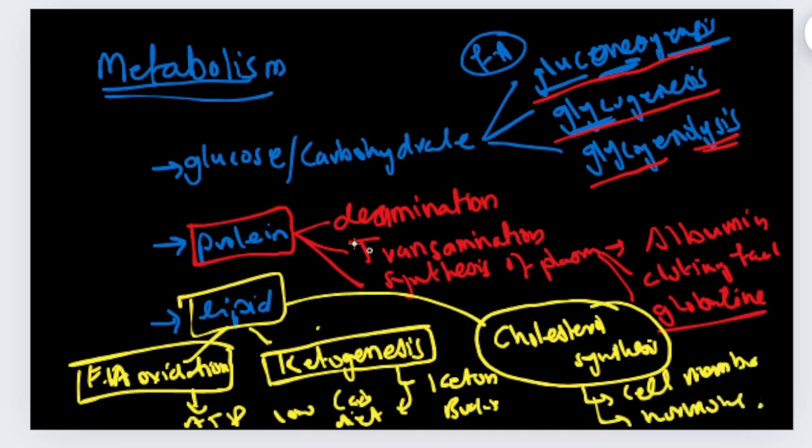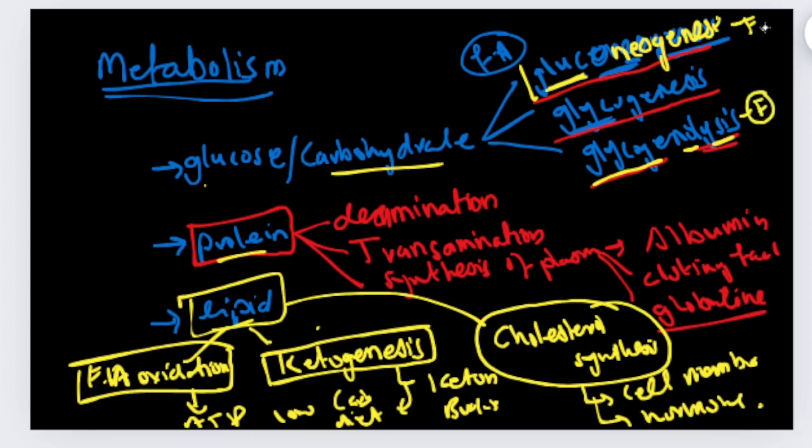So now you can just revise the metabolism of carbohydrate, protein, and lipid. In carbohydrate there are two things. One is gluconeogenesis, the formation of glucose, and here is glycogenolysis. This is also the formation of glucose. So these two are the formation of glucose, and these occur at which time? For example, if you are fasting, or there is no glucose and the glucose level has decreased.